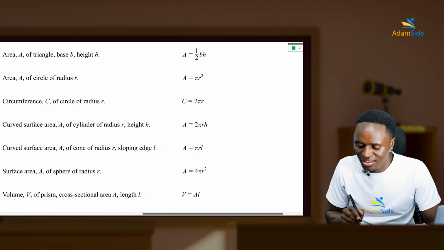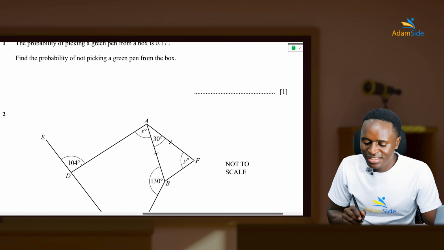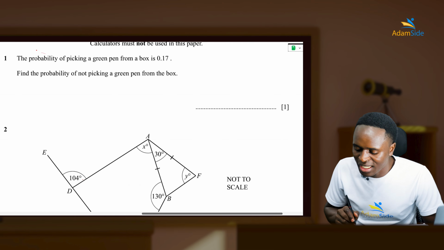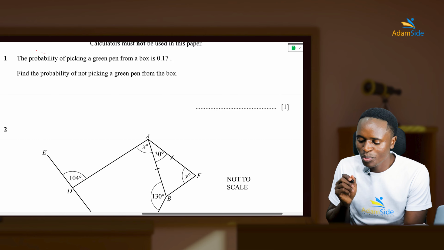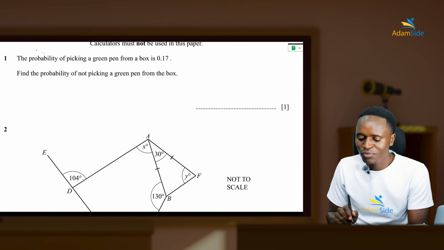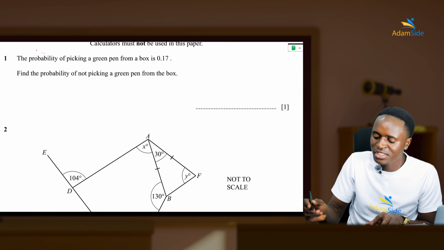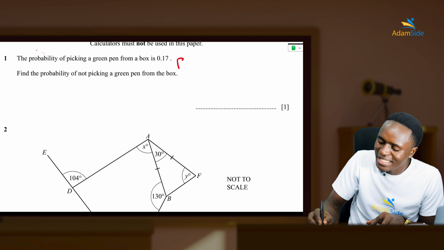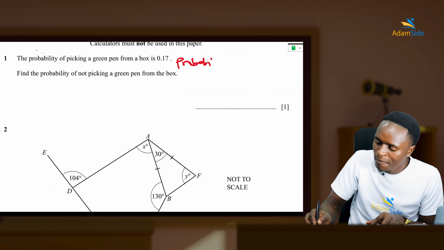Question number one. Say the probability of picking a green pen from a box is 0.17. Find the probability of not picking a green pen from the box. So it comes from the topic of probability and statistics.